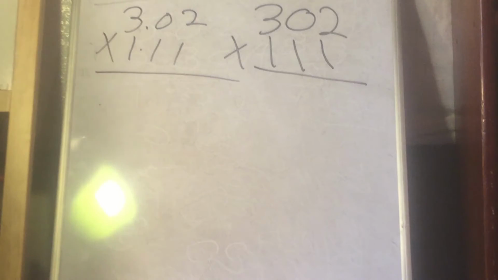So how about if we multiply 3.02 times 1.11, for example? How do we do that? Well, let's assume there is no decimal point in both. Take it out for a second. Imagine there is no decimal point. That's how I do it. 302 times 111.